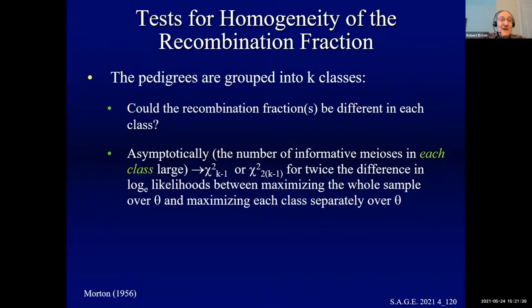So you've got to realize we mean in each class. If there's a lot of pedigrees and you're doing it among pedigrees, you've got to realize you're assuming each pedigree is getting large and the number of informative meioses gets large. Then you get a chi-squared with k minus 1 or a chi-squared with 2 times k minus 1 degrees of freedom for twice the difference in log e likelihoods between maximizing the whole sample over theta and maximizing each class separately. Okay, and it's 2k if you're estimating 2 recombination fractions, that is different for the 2 sexes. K minus 1 if there's just 1. And this goes back to Morton 1956.